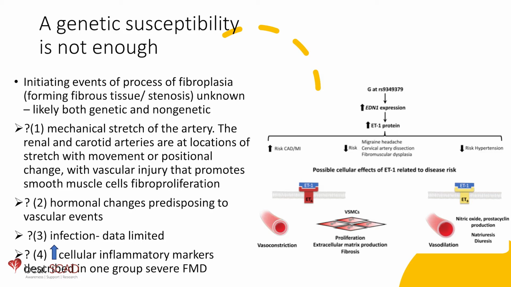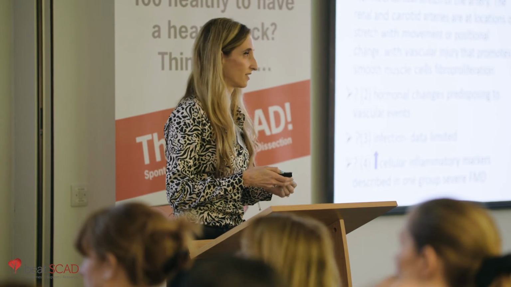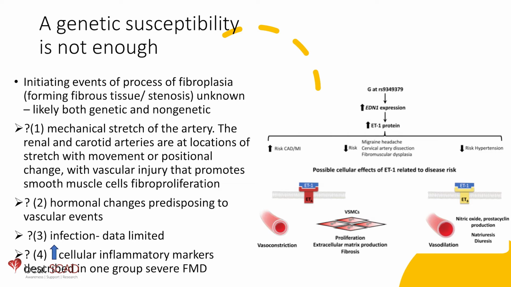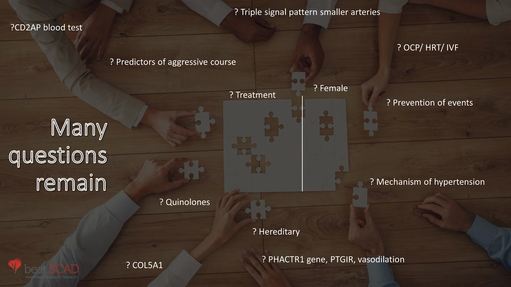So there is a lot to sort of understand still about what is this interlink between possible genetics, possible other lifestyle and other factors. So many, many questions remain, and we have got lots of pieces of the puzzle that we're still trying to actively put together. But I suppose the question is, well, how are we going to try and put all these pieces of the puzzle together?